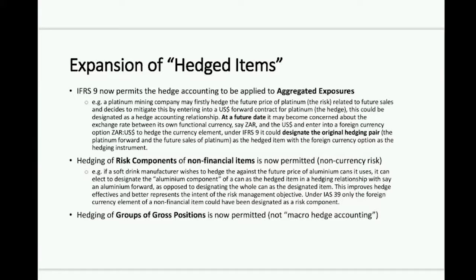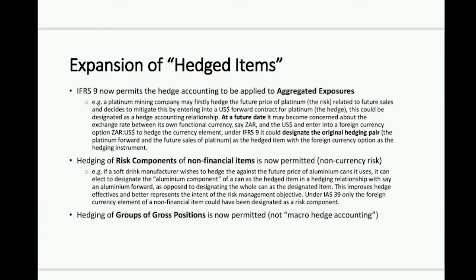Okay, so let's just start off then with changes that impact hedged items. So for instance, IFRS 9 now permits hedge accounting to be applied to aggregated exposure. And I'll try to explain this through the example that we have. So let's take this example. We have a platinum mining company which may firstly wish to hedge the future price of platinum. So it's mining platinum, that's going to be the output of its production, and then it's going to sell that platinum many, many months later.